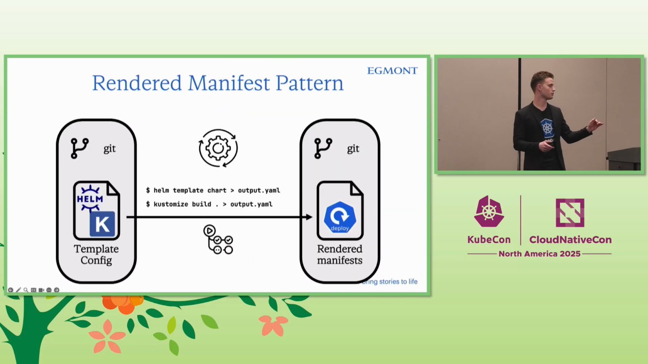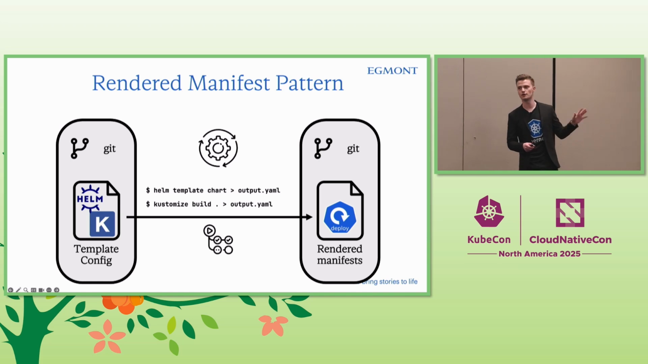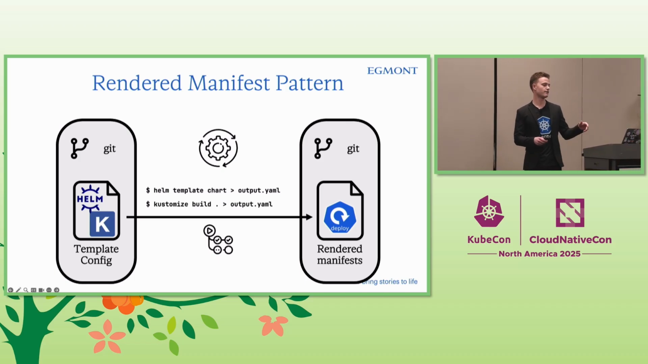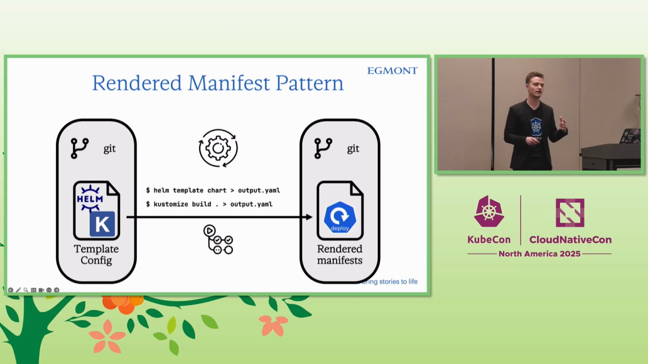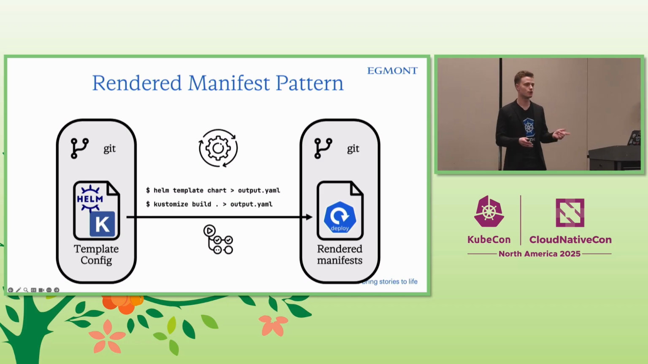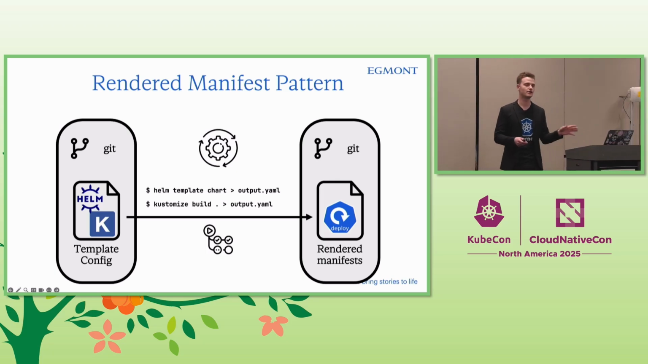But let me simplify it for you here with this simple model, where we have a Git repository that, again, contains our templates, either for Helm or Kustomize. And then we have another Git repository where we're going to store the output. So in this case, we have an automation tool or some kind of pipeline that takes these templates and then renders them and stores the output somewhere else in Git.